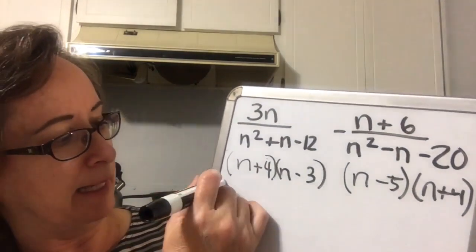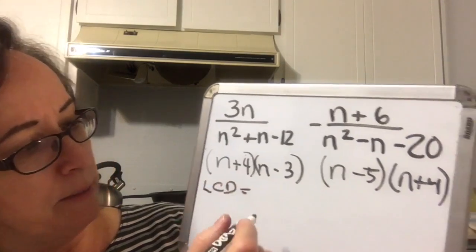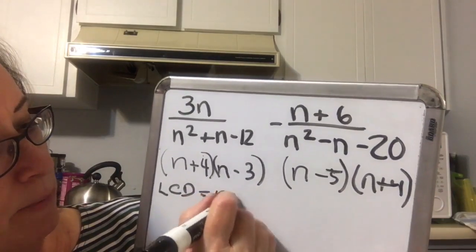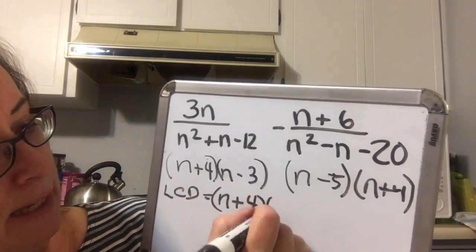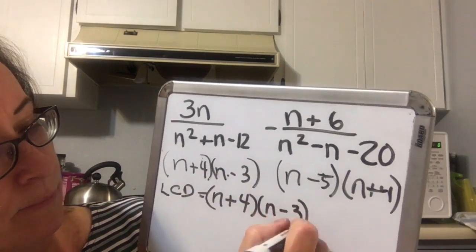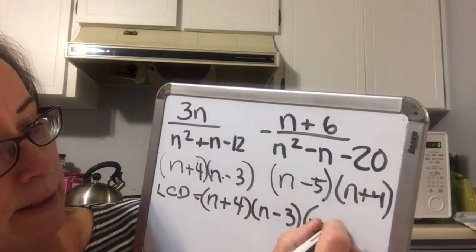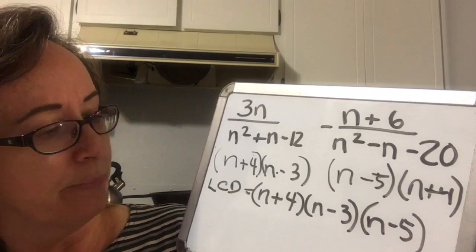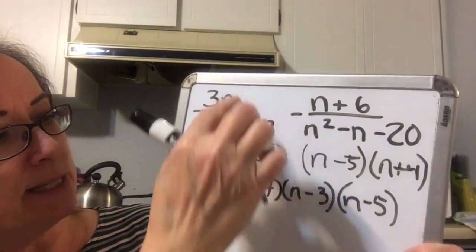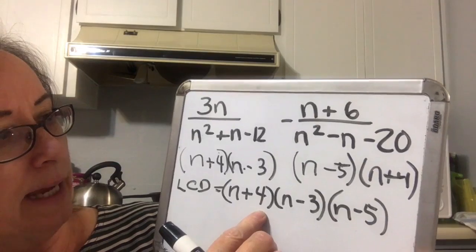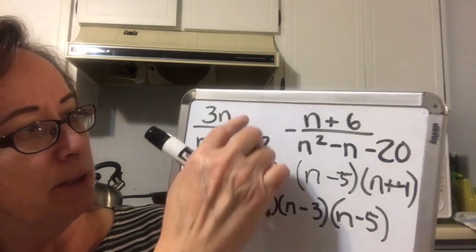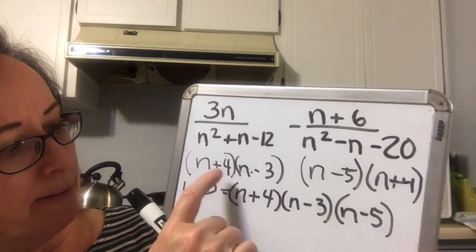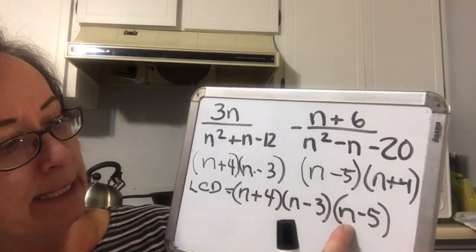And then my LCD is going to be n plus 4, because I have both of those there. It's going to share that one, n plus 4, n minus 3, and n minus 5. So we have a 3 parenthesis LCD. Okay, so now I'm going to re-express this one over this new denominator. And I have to think about what's missing between here and here. So these factors are here. So I got the n plus 4, I got the n minus, so I'm missing the n minus 5.